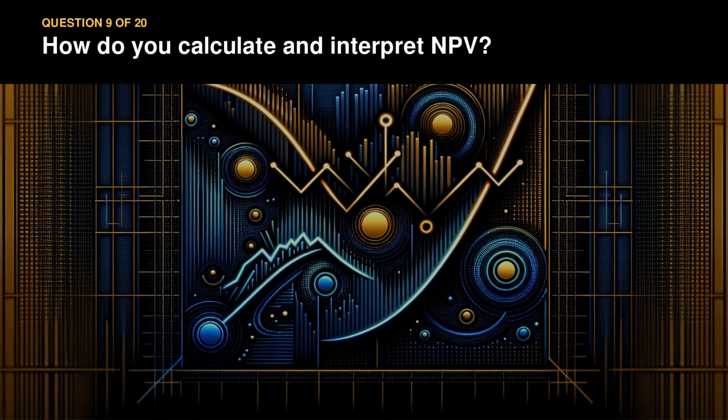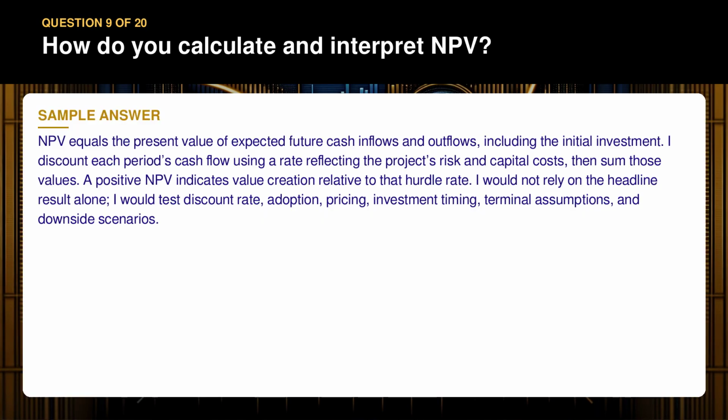Question 9. How do you calculate and interpret NPV? NPV equals the present value of expected future cash inflows and outflows, including the initial investment. I discount each period's cash flow using a rate reflecting the project's risk and capital costs, then sum those values. A positive NPV indicates value creation relative to that hurdle rate. I would not rely on the headline result alone. I would test discount rate, adoption, pricing, investment timing, terminal assumptions, and downside scenarios.